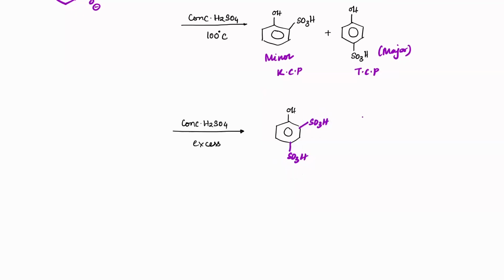So 2 reasons. One, SO3H is a strong electron withdrawing group. Second, SO3H is bulky. Sorry, bulky electrophile. Okay, so that's the reason.